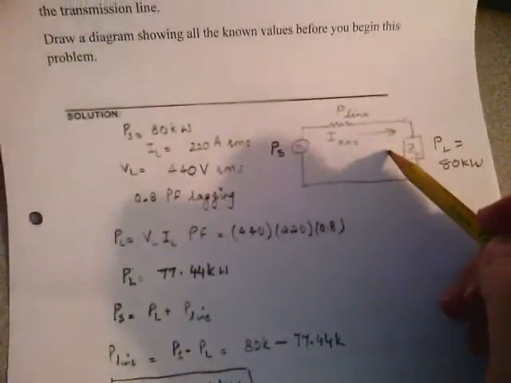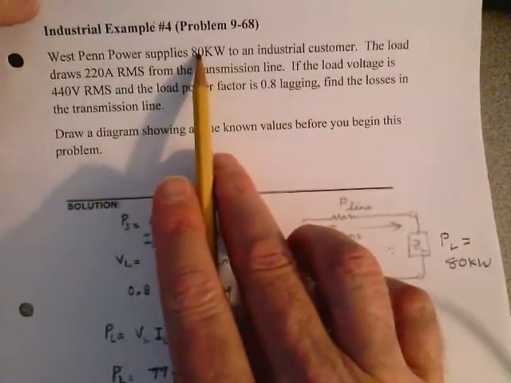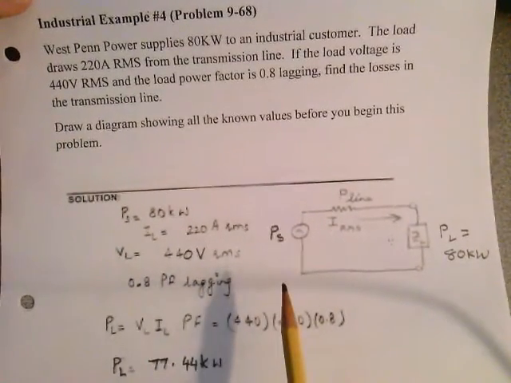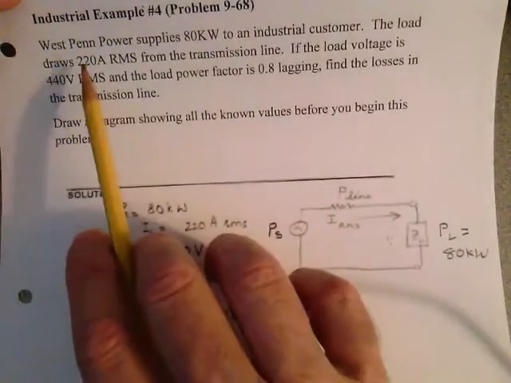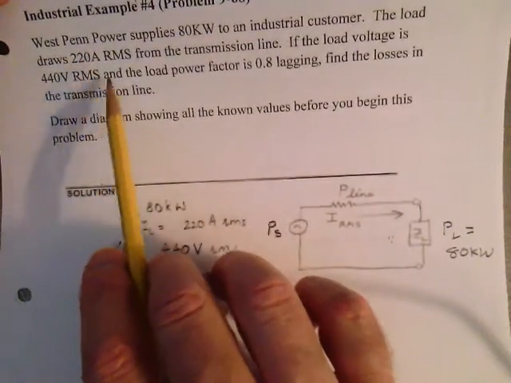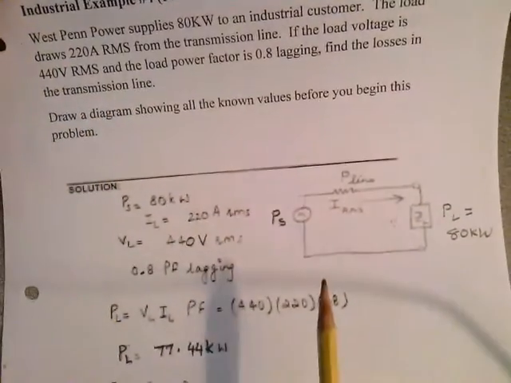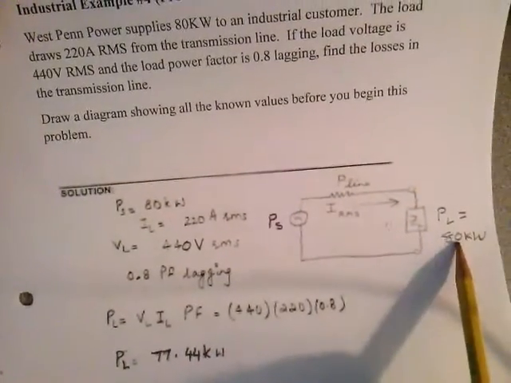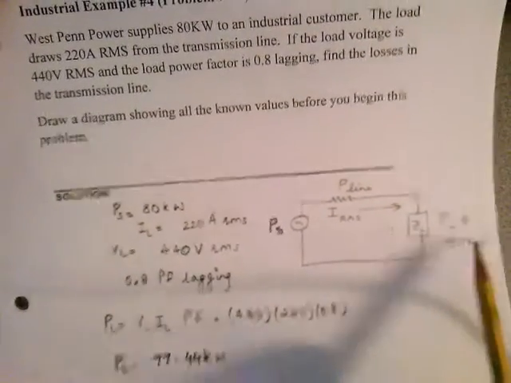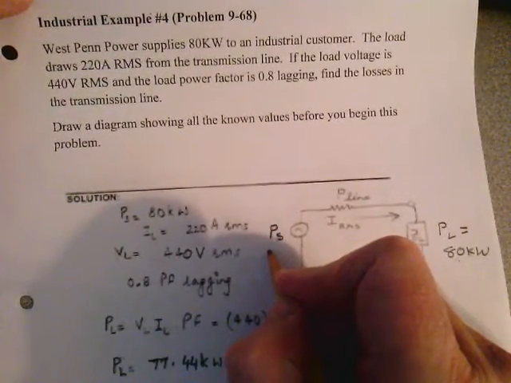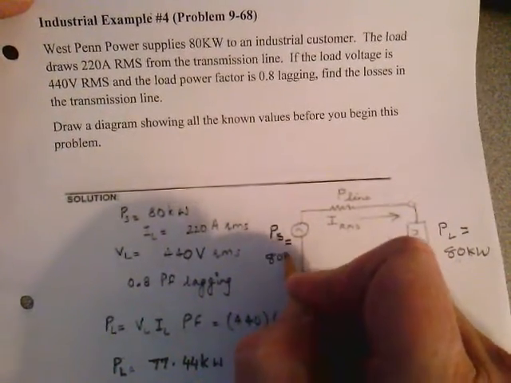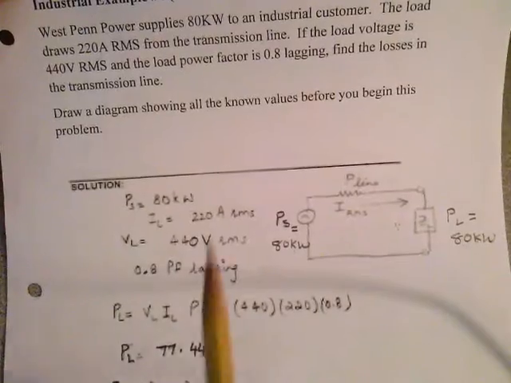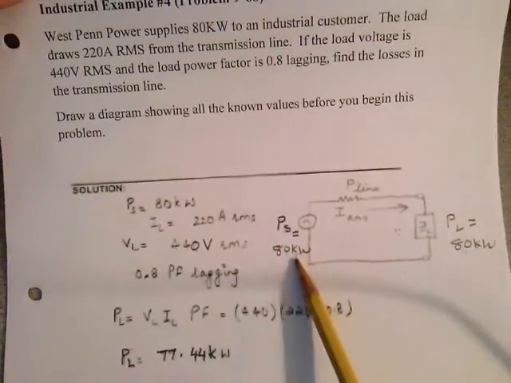Let me see if I drew this right. Make sure I drew that right. West Penn Power supplies 80 kilowatts to an industrial customer. The load draws this from the transmission line. If the load voltage is this, find the losses in the line. Okay, that's wrong right there. That 80 kilowatts shouldn't be out there. That's what did this in the last problem. West Penn Power supplies 80 kilowatts to an industrial customer. Make sure you draw that right.